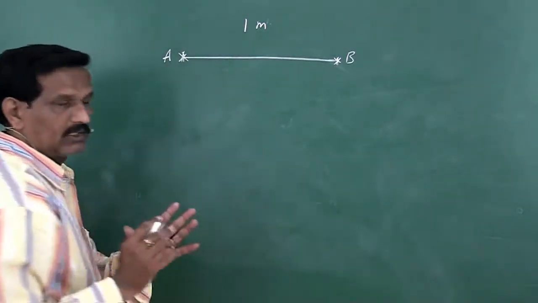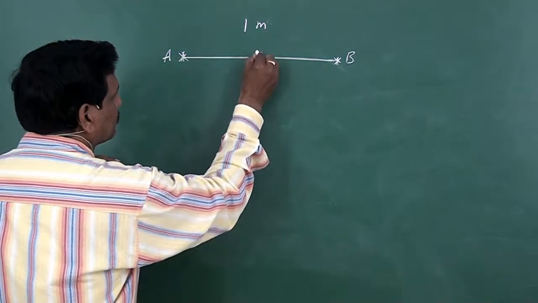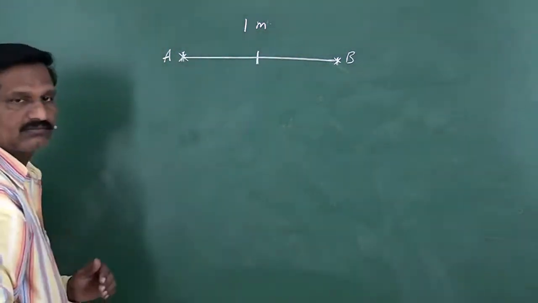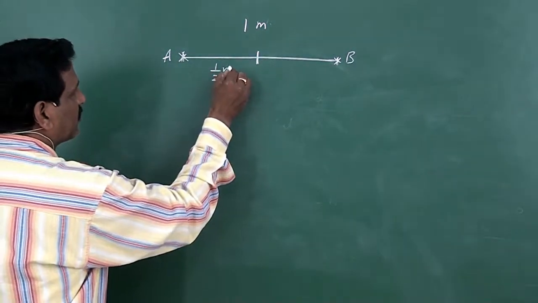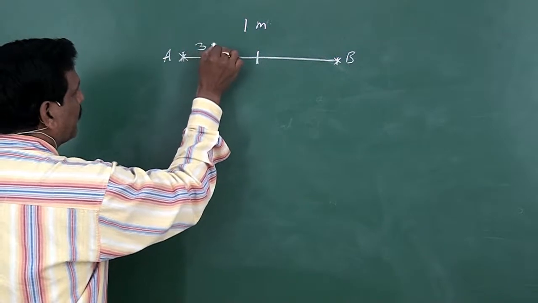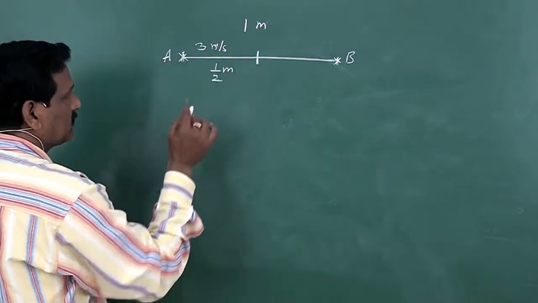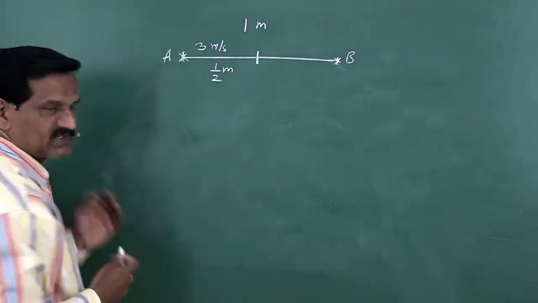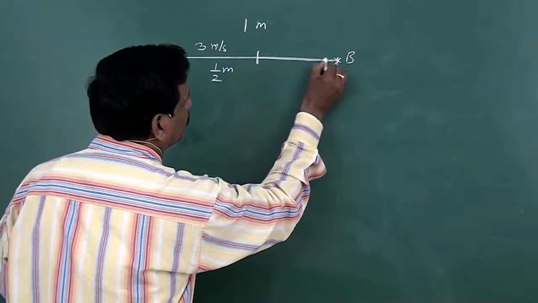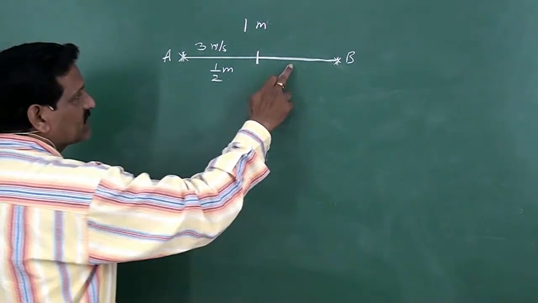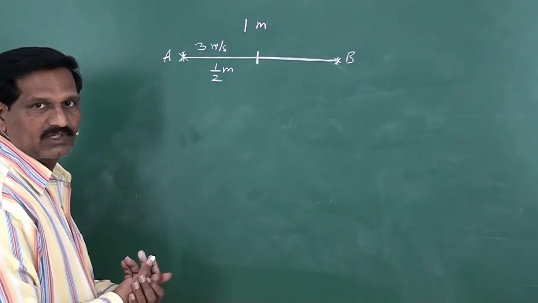And here the car covers the first half distance. This is the first half, that is half a meter. This half meter is covered with a speed of 3 meter per second. Then the remaining half is covered in two equal time intervals.